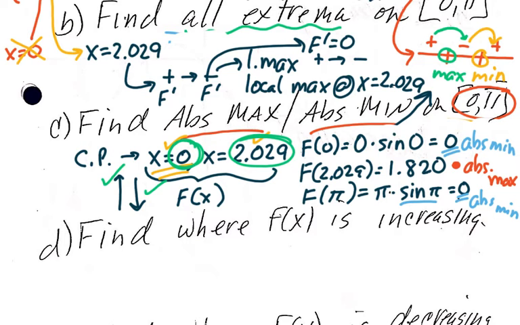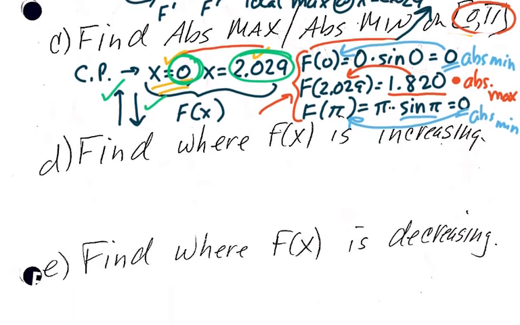Now, they say find the absolute max and absolute min, which means they actually do want the y values. So my absolute maximum is 0. You can say it's 0 at x equals 0 and 0 at x equals pi. And my absolute max would be 1.820 at 2.029. But your actual answer is the y value. Okay, so if we could do it algebraically, it's not too bad. But for part of them, especially this second answer, I had to use my calculator. Ew, gross. All right, increasing, decreasing.